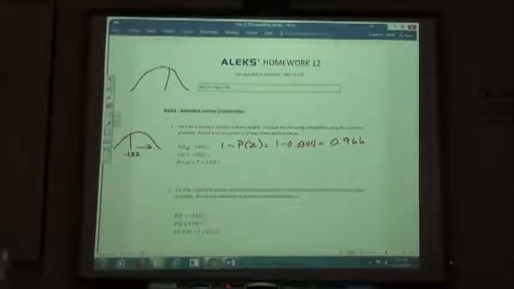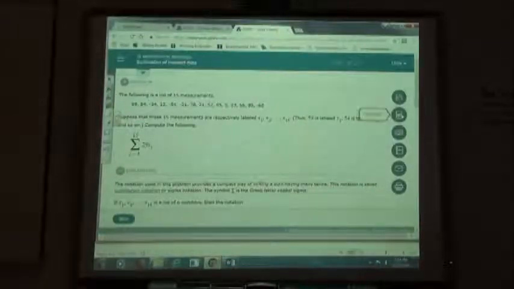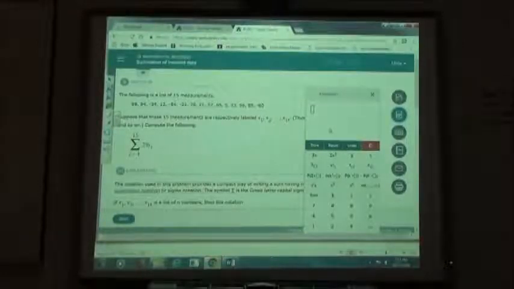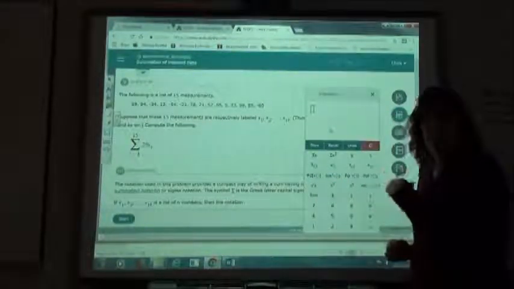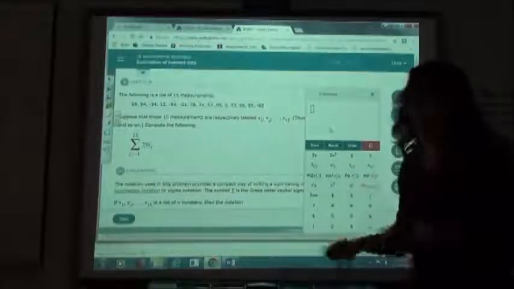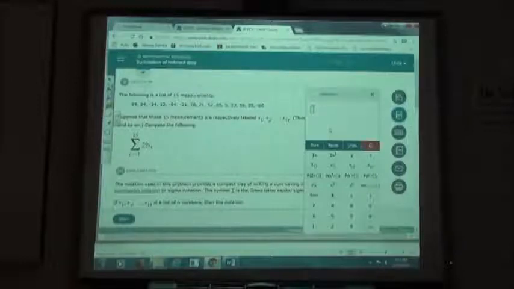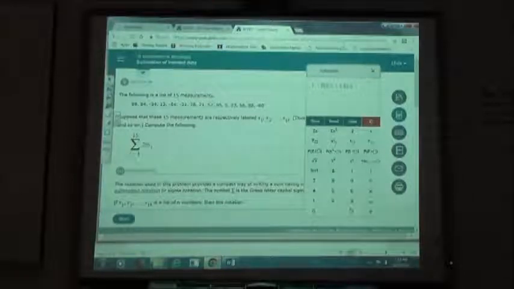If we are using our Aleks calculator, notice right here, you have P of Z. Again, this is a less than. Since I really want to do a greater than, I'm going to do 1 minus. So on my Aleks calculator, I'm going to start with 1 minus, and then I'm going to do my P of Z is less than, and then I'm going to put my number in, negative 1.82. And if I hit equals, I should end up with the same number I got when I did it using my paper, right?